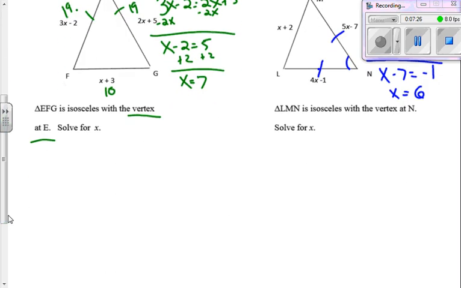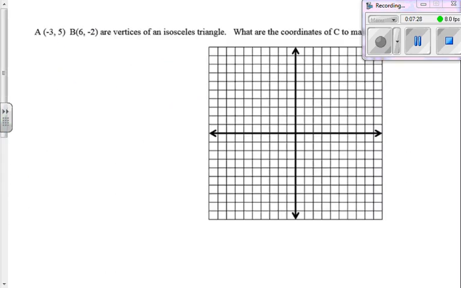Okay, we have one last problem we're going to look at. Looking at creating an isosceles triangle on a coordinate plane. So our directions give us point A and B, and they say they are vertices of an isosceles triangle. We need to figure out the coordinates of C to make ABC isosceles. There are multiple possible answers.